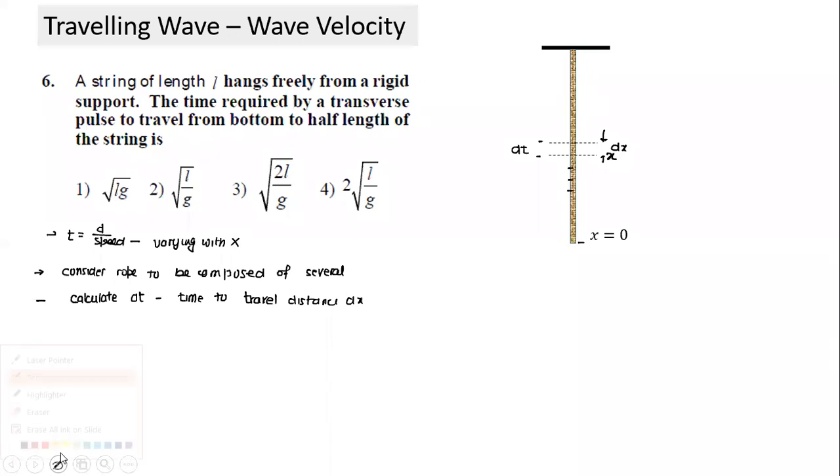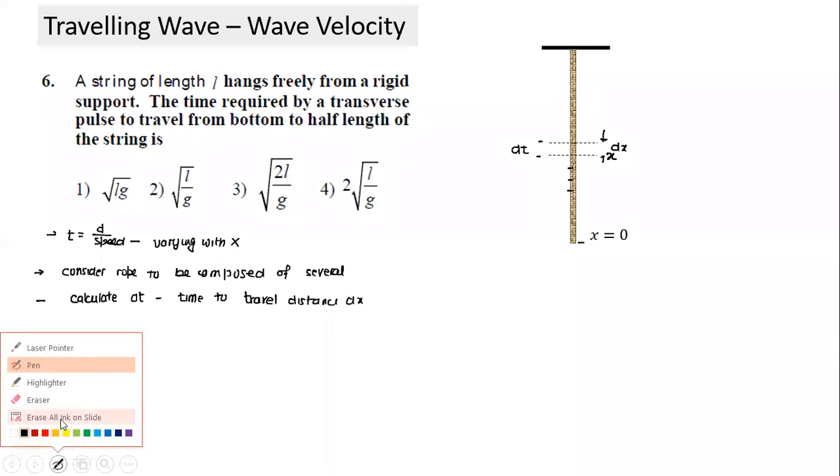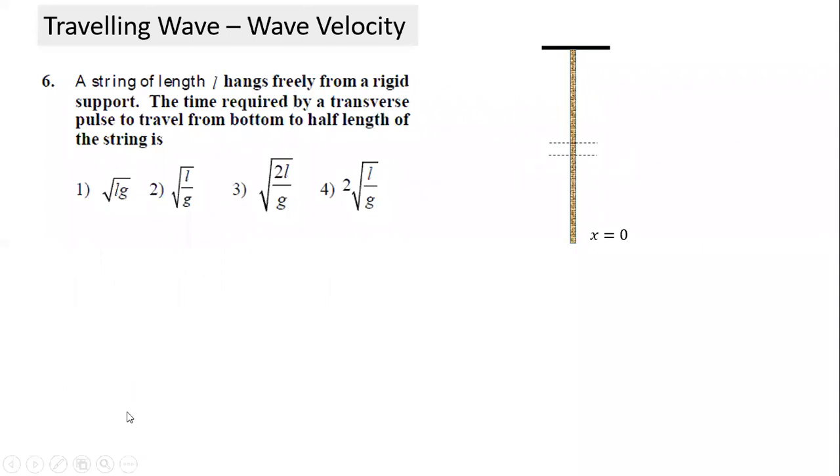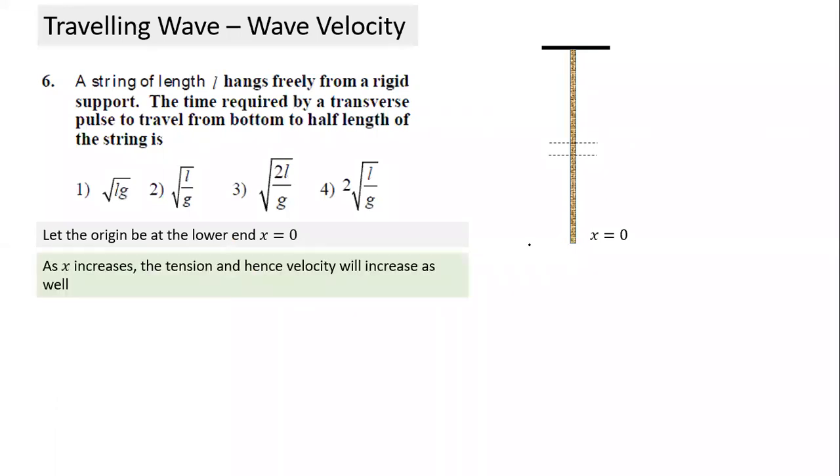So this is the approach, and we have already done a tension question, so you should know how to calculate tension. I'll just erase it off, and all of you should write it now. We have taken the origin at the lower end, x equal to 0, which I have already shown in the figure. As x increases, tension and hence the velocity will increase as well. Thus, we consider a small element of length dx stretching from x to x plus dx, a random element.